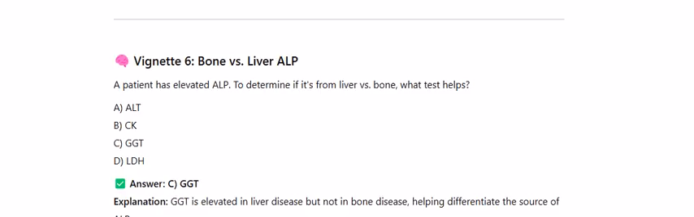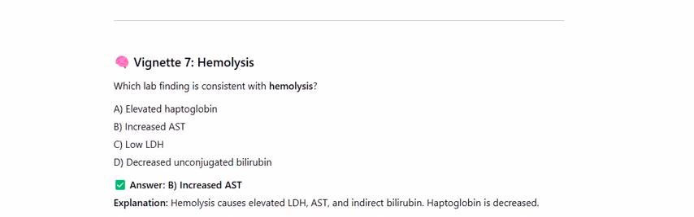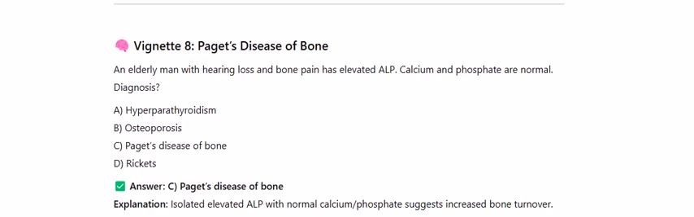Vignette 7: Hemolysis. Which lab finding is consistent with hemolysis? A. Elevated haptoglobin, B. Increased AST, C. Low LDH, D. Decreased unconjugated bilirubin. Answer B. Increased AST. Explanation: Hemolysis causes elevated LDH, AST, and indirect bilirubin. Haptoglobin is decreased.